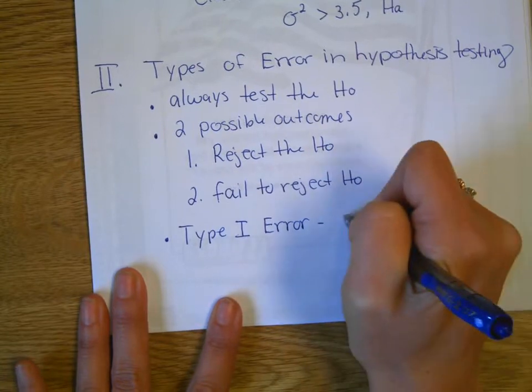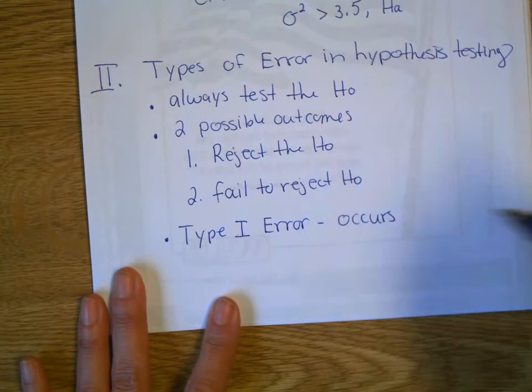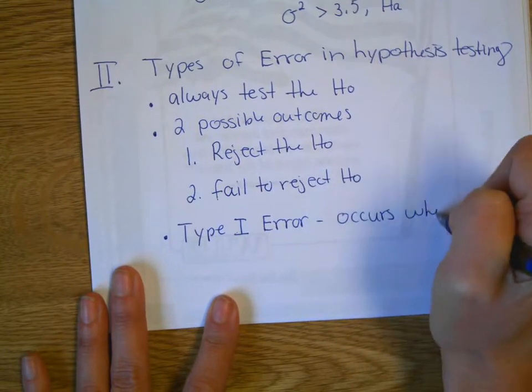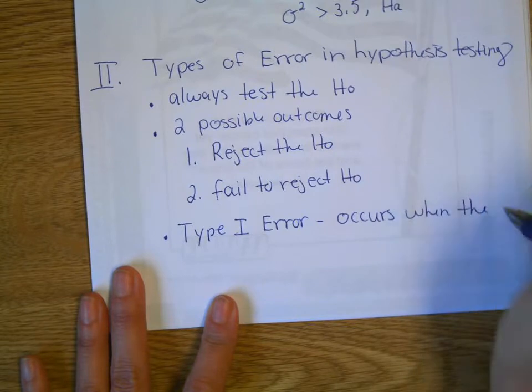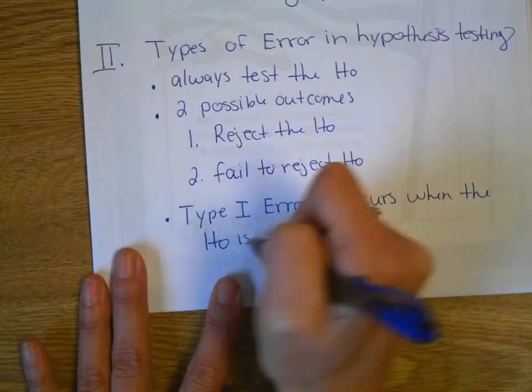A type 1 error occurs when the null is rejected.